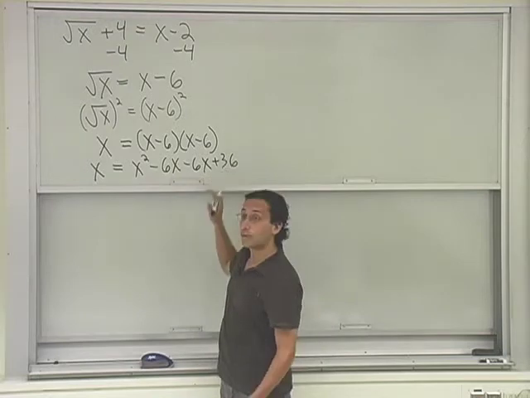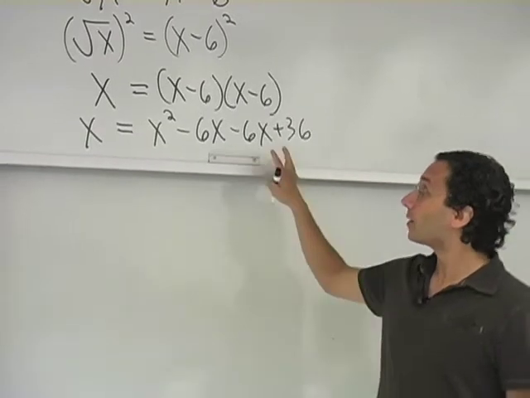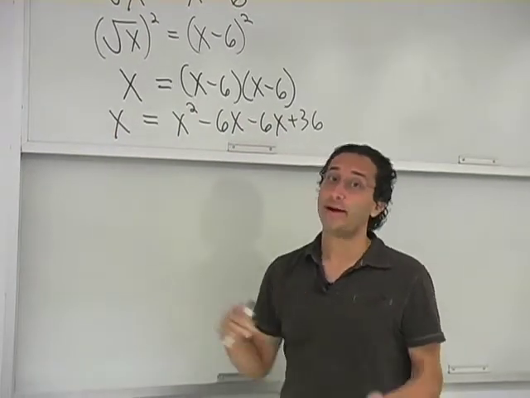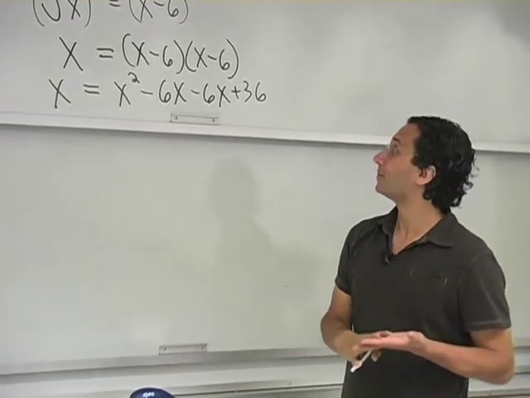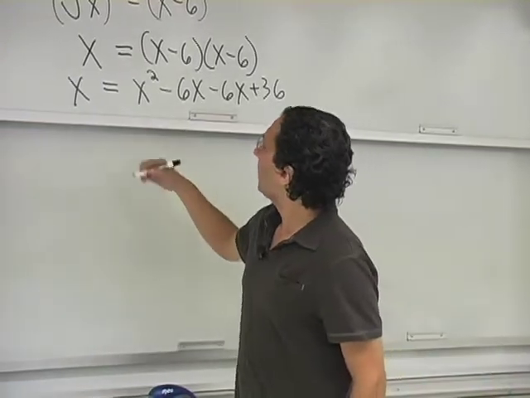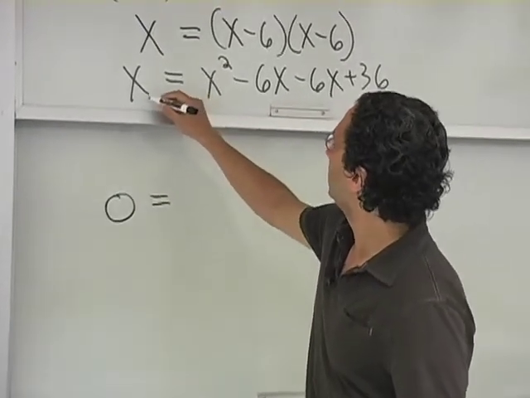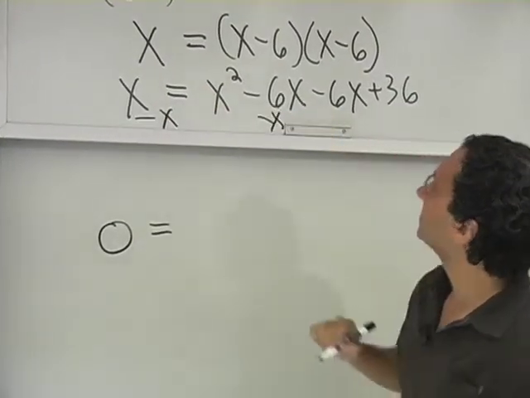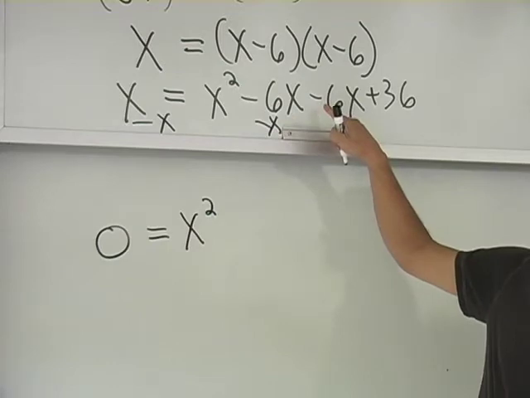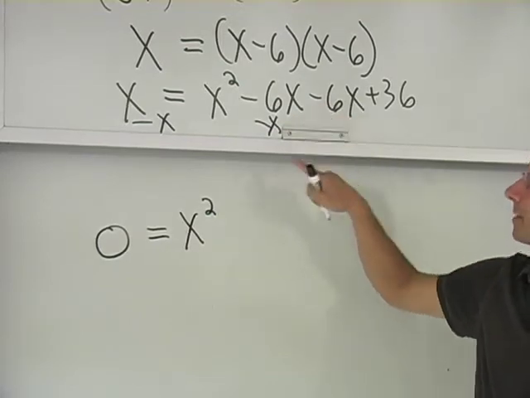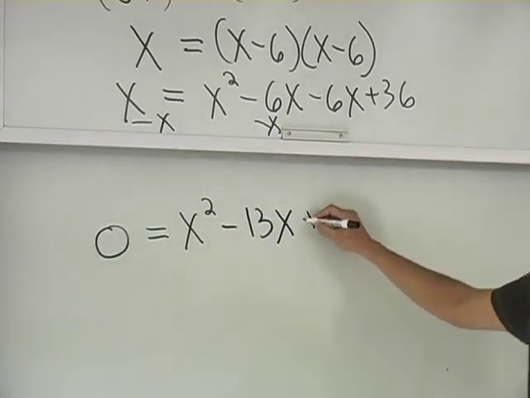So it looks like we've turned our radical equation into a quadratic equation. How do we solve this? We're going to set it equal to 0, and then either factor, complete the square, or use the quadratic formula. So let's take a look at this. Well, if I subtract x from both sides, I'm left with 0 on the left-hand side. X squared. And let's see, I've got a minus 6x, a minus 6x, which is minus 12x. Minus x is minus 13x. And then we still have the 36.